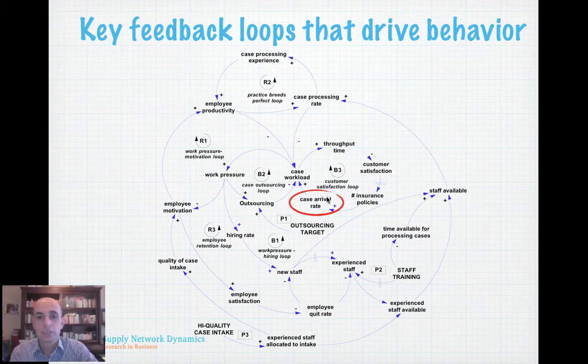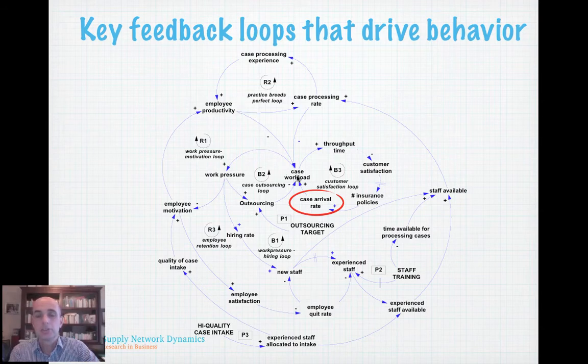So it all starts with the case arrival rate. That goes up. As a result, the case workload goes up. Then what happens? Well, one of the first things that happens is higher work pressure and therefore lower motivation, and therefore lower productivity and even higher workload. That's the first reinforcing loop.